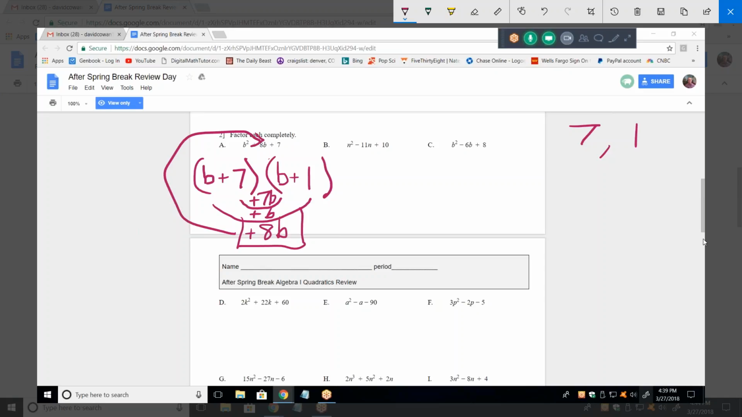I don't need to FOIL this whole thing, and the reason I don't is because I know the b squared is correct. It's not hard to split b squared up into b times b. And I know the numbers are correct. I know that 7 times 1 is 7. So I'm not worried about the end terms. What I'm worried about is that middle term. I've got to be able to produce that plus 8b, that term right there. And I do. So I factored it properly.